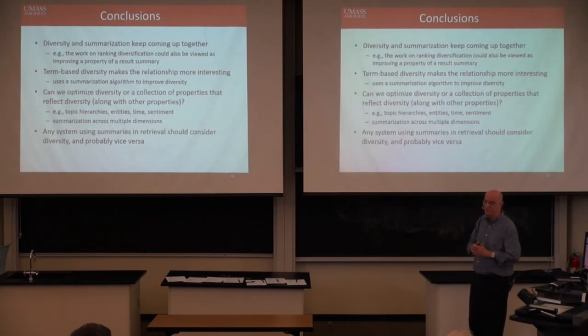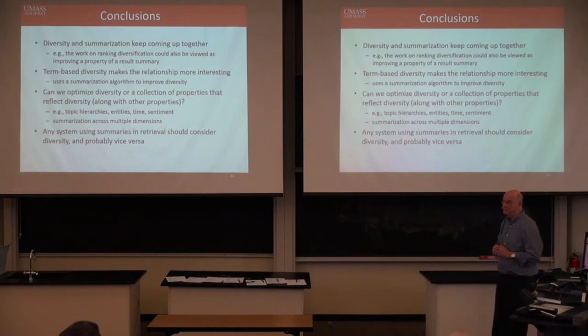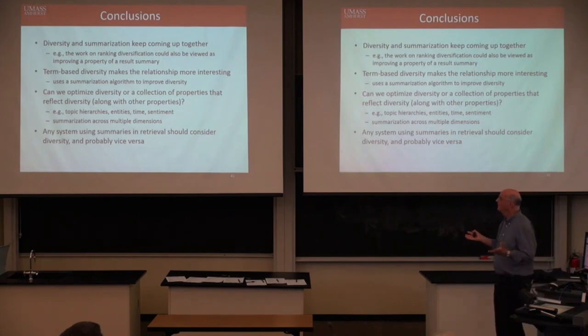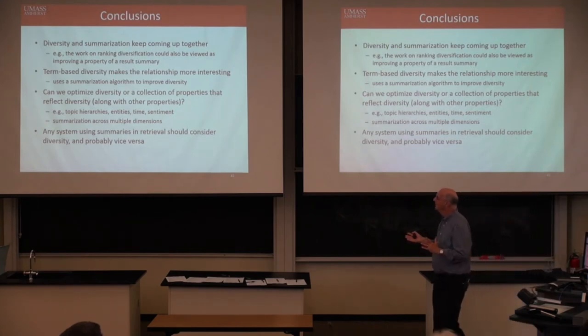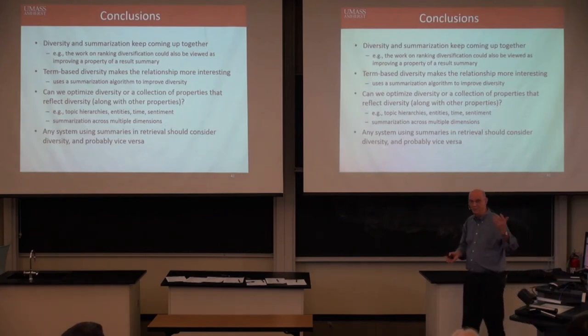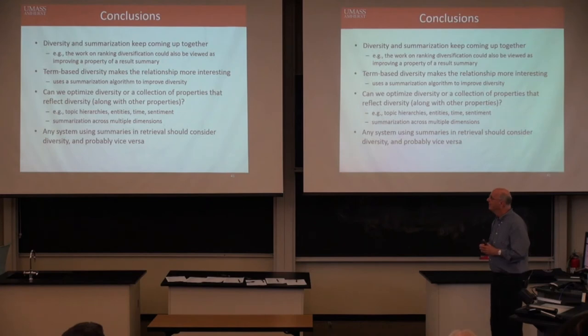So here are my conclusions, which are going to be wishy-washy. I left a question mark off here. Diversity and summarization keep coming up together. So ranking diversification, you could view it as improving some property of a result summary. That's what you're presented with when you do a search. It is a form of summary, and diversification is trying to improve a property of that summary. Term-based diversity uses a summarization algorithm to improve diversity.